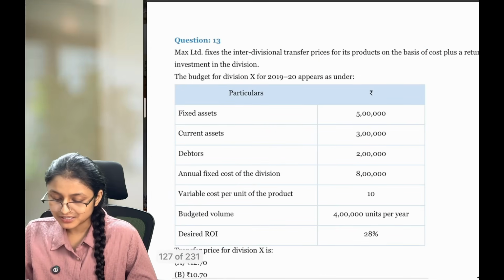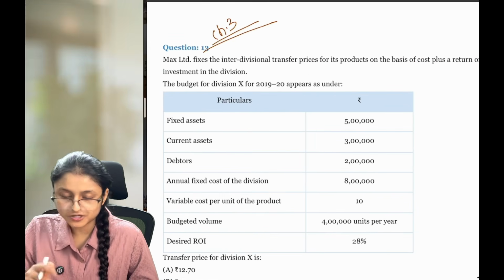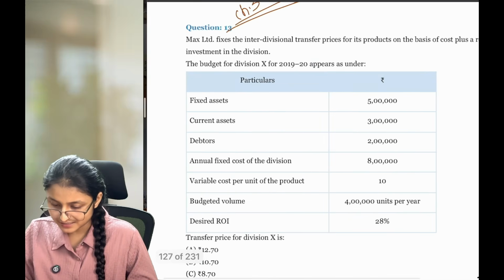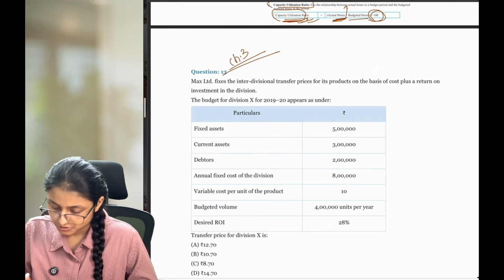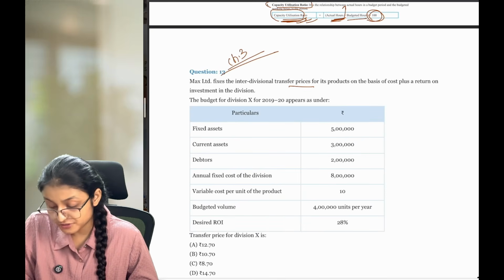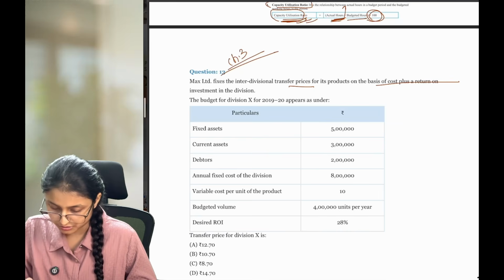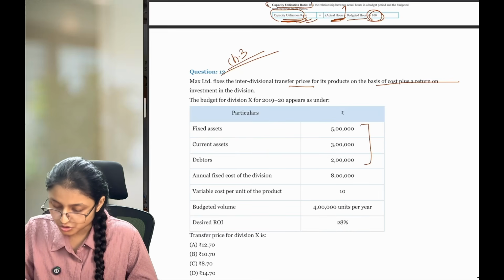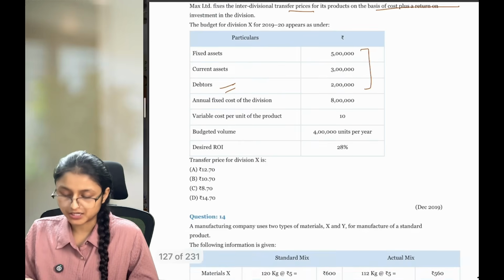Next, Max Limited fixes the interdivisional transfer price. This is a question of chapter number 3, covered in this chapter, so let's see and cover this here. We have interdivisional transfer price which we are using on the basis of cost plus a return on investment in the division. So the total assets which is used here, you are also going to cover the debtors separately, as debtors is given separately.